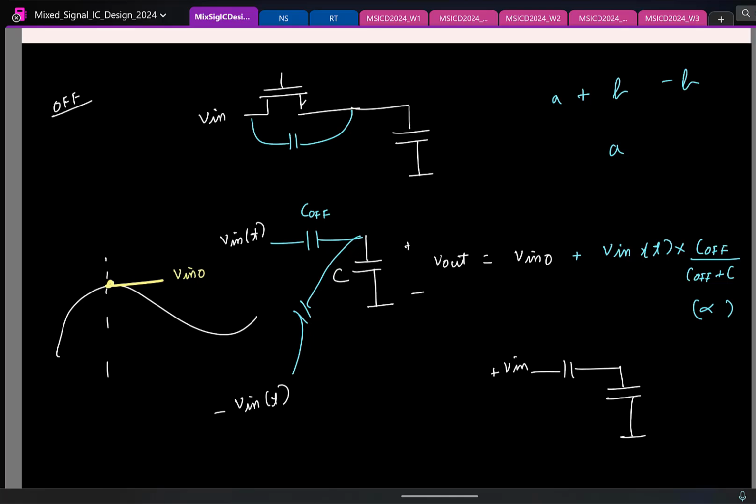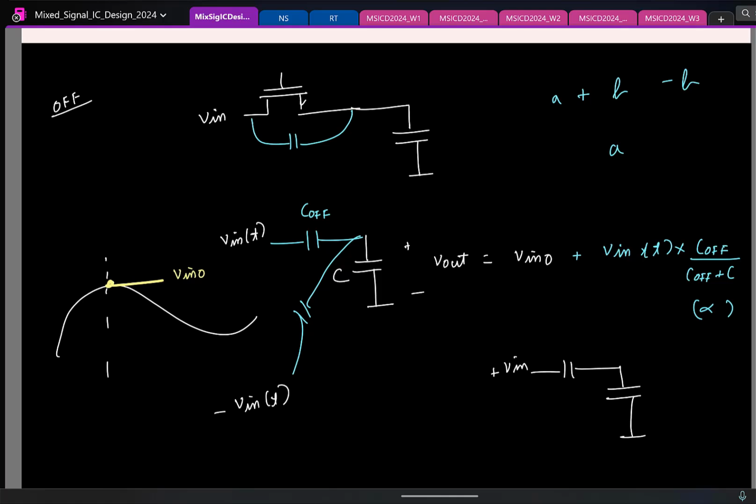Make sense? So you can go and add another off transistor here. This transistor will always be off. So only during the hold phase it will cancel it. So again you can work it out. I'll give it as an assignment anyways. So this is with the off state.